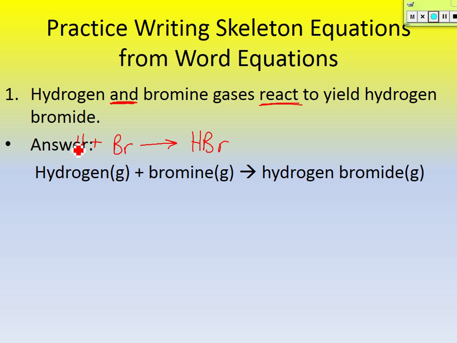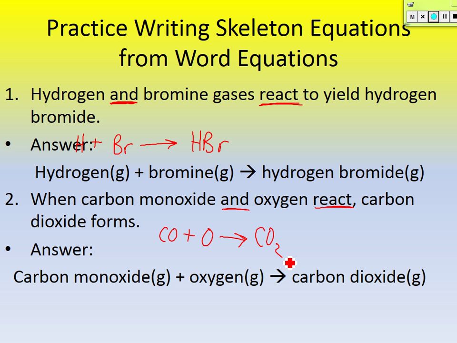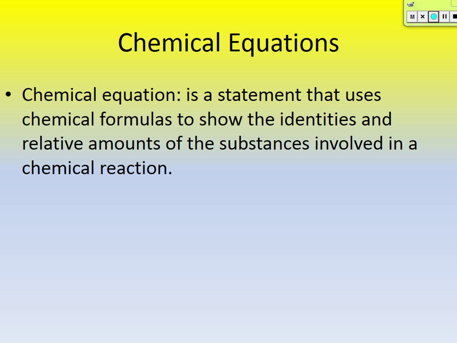Sure. Okay. Let's do this one. Carbon monoxide is CO. What do I put for the word and? A plus sign. Oxygen is O. And then we see this word, react. What do I write? An arrow. And then it forms carbon dioxide. CO2 is what carbon dioxide is. Anyway, there's some introduction to how you write a skeleton equation.